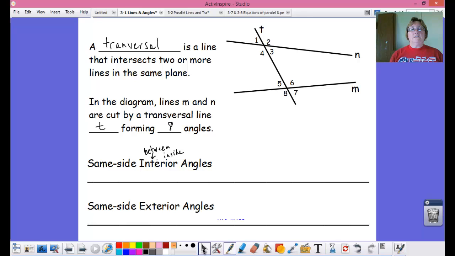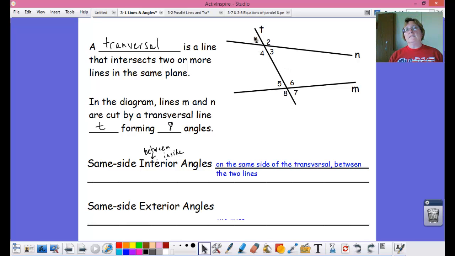So same side interior angles are angles that are on the same side of the transversal. That is, they're either left of the T line or right of it, but they're between the two lines. So a pair of same side interior angles would be angle 4 and 5, and there's another pair that you should be able to name. Angles 3 and 6, same thing. They are on the same side of the transversal in between the two lines.